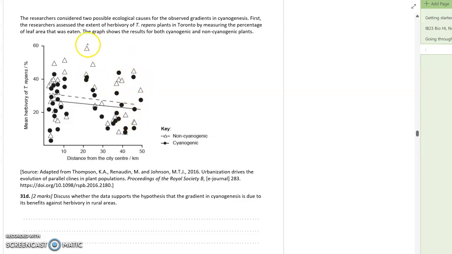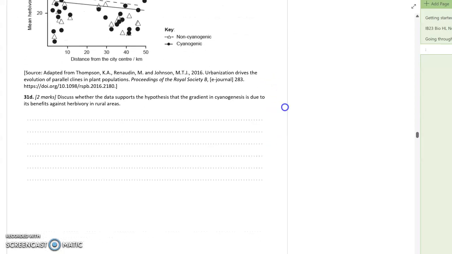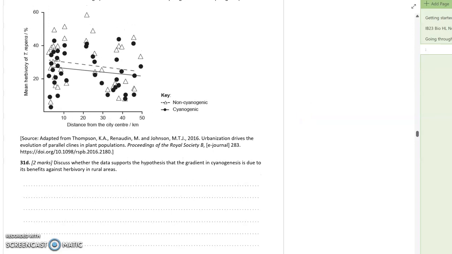Well, maybe. You do seem to have a few more of the triangles than you do of the spots in the upper area. And does that change over time? A little bit maybe, but not a huge amount. So what's the question then saying? Discuss whether the data supports the hypothesis that the gradient in cyanogenesis is due to its benefits against herbivory in rural areas. So the rural areas would be these ones with greater distance from the city.